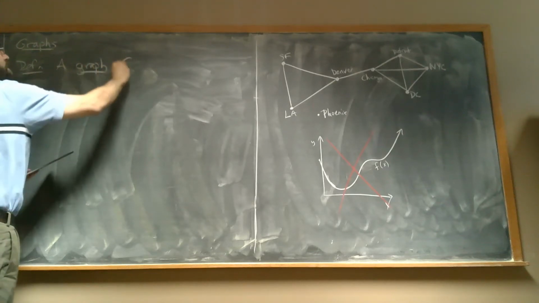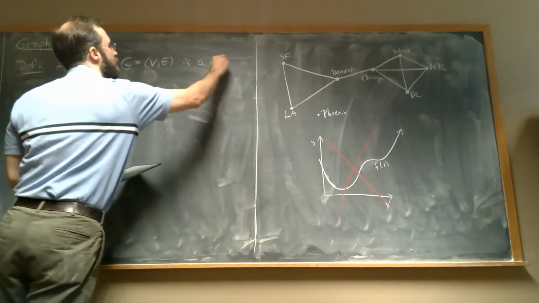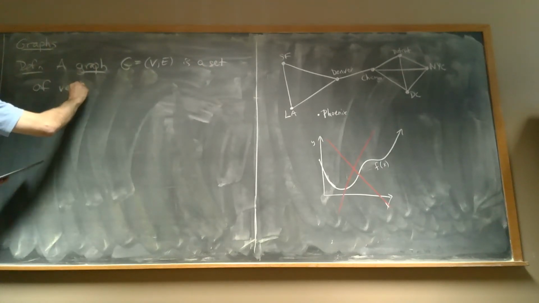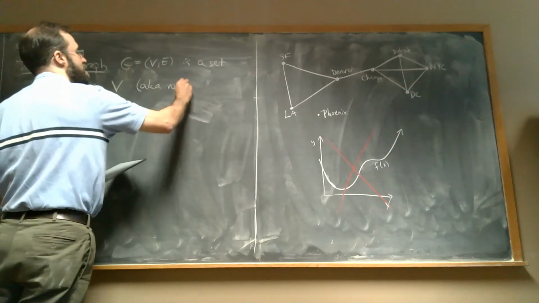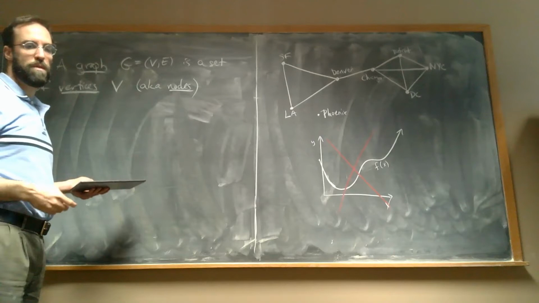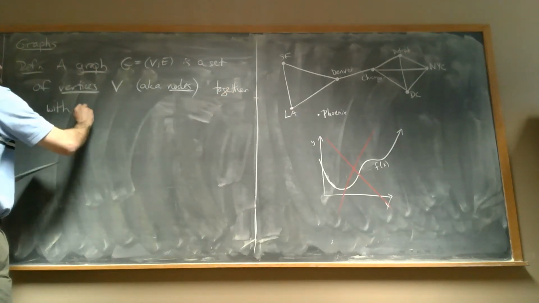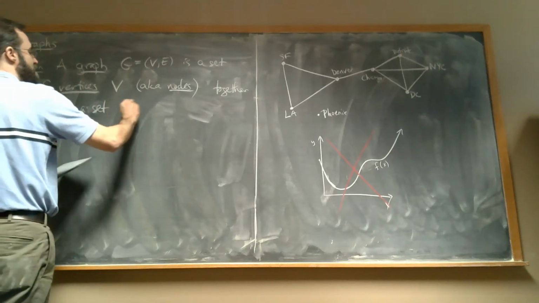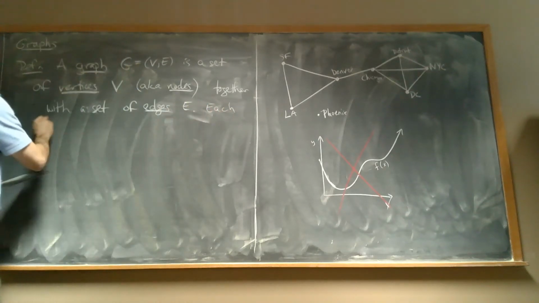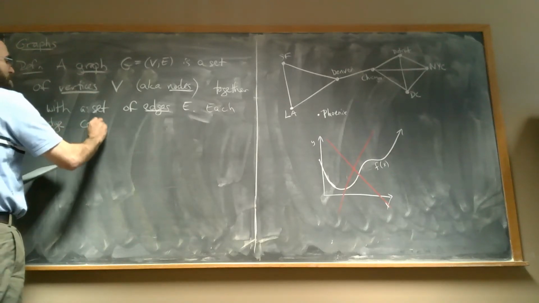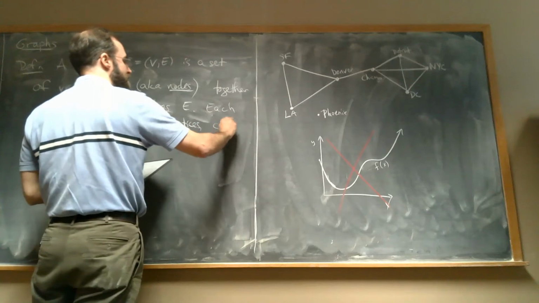So what's the definition of a graph? A graph, G, sometimes we'll write as a pair V comma E. It's a set of vertices V. They're also called nodes sometimes. You'll hear people use those terms, vertices and nodes, interchangeably, pretty much. Together with a set of edges E. And each edge we say connects two vertices, and those vertices are called its endpoints.